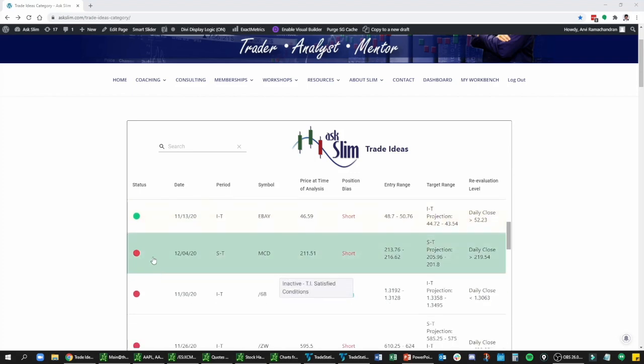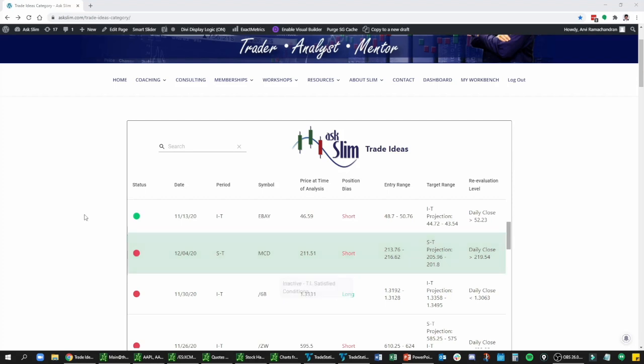Now, there are 3 different cases in which we would inactivate a trade idea. The first of which is if we trade through the re-evaluation level. The second is if we trade into the target zone. And the third is if we see price action that, in our view, is not constructive to seeing follow through in the direction of our bias, we would then proactively inactivate the idea. So those are the 3 core cases in which we would inactivate a trade idea.